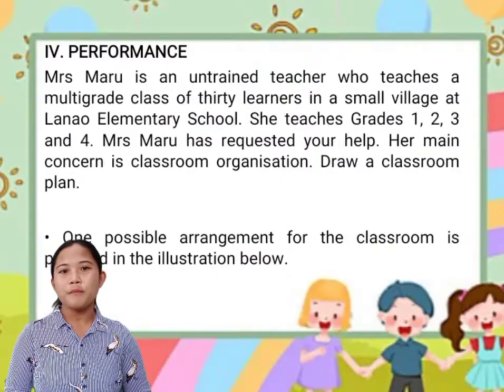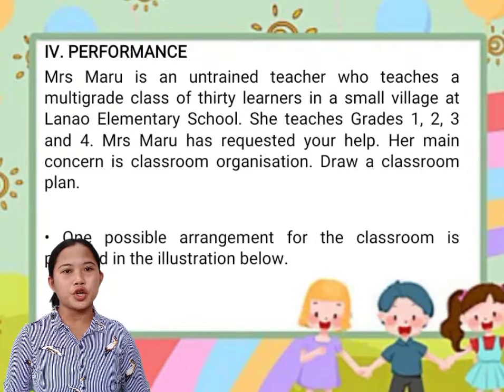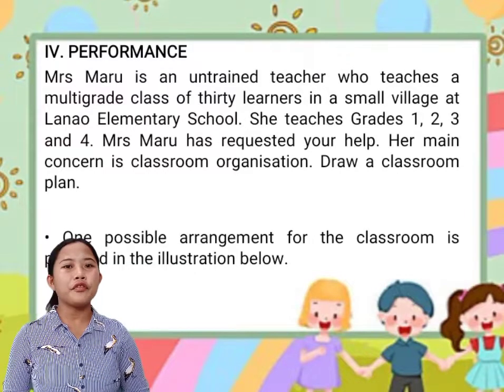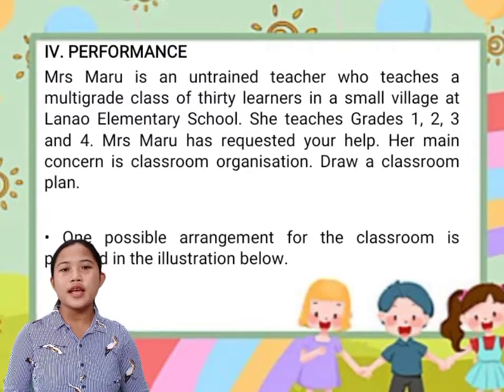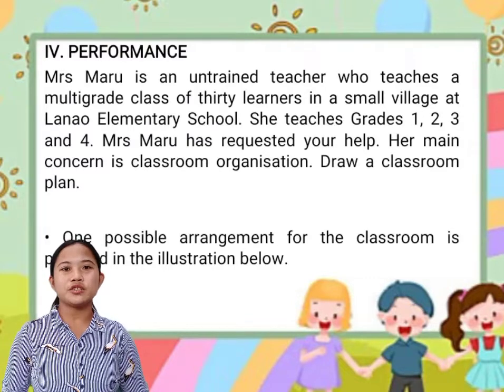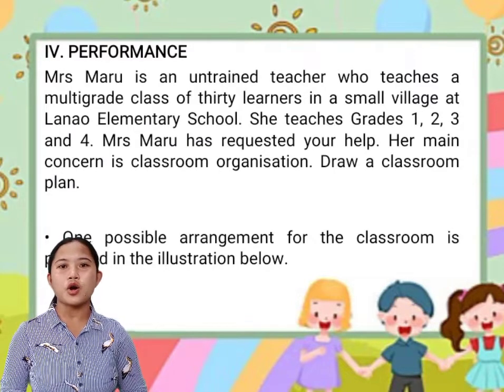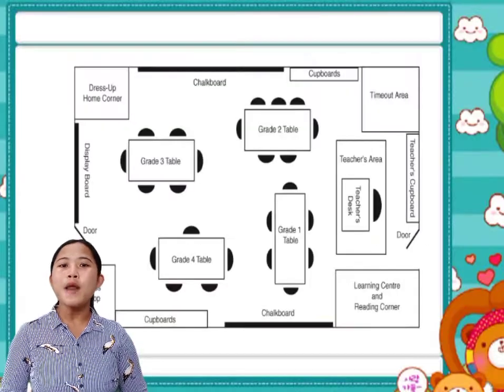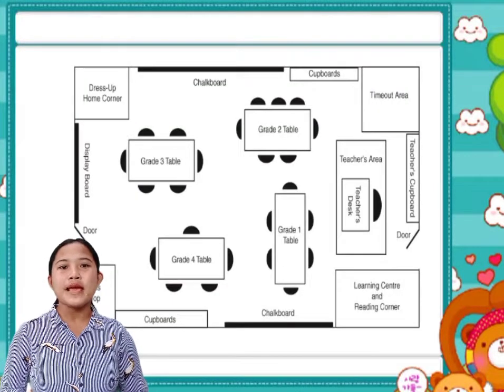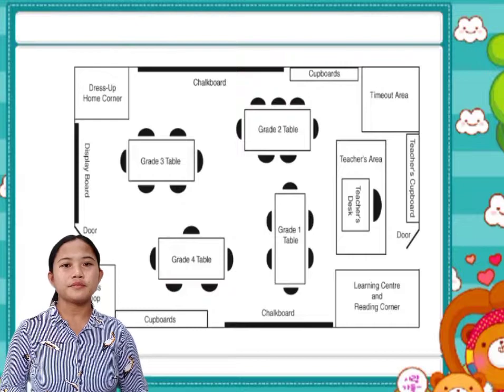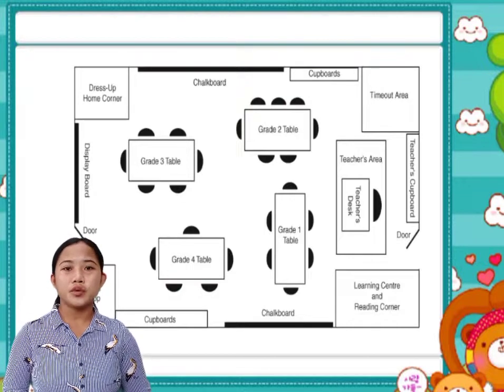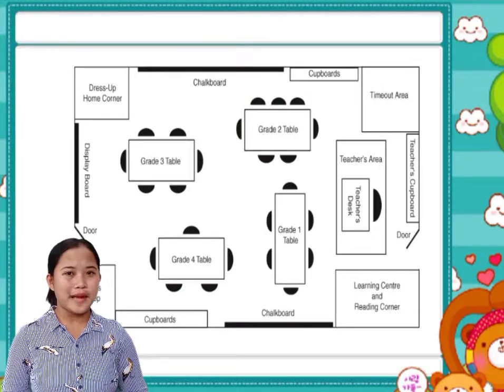For the performance, Mrs. Mara is an untrained teacher who teaches a multi-class of 30 learners in a small village at Lano Elementary School. She teaches grades 1, 2, 3, and 4. Mrs. Mara has requested your help. So one possible arrangement for the classroom is provided in the illustration. So as you can see on this screen, here is the seating arrangement.